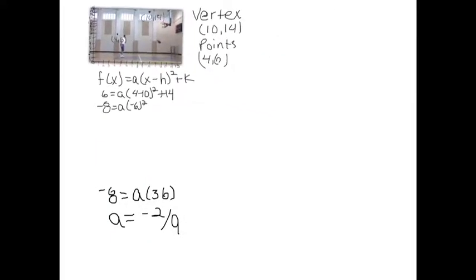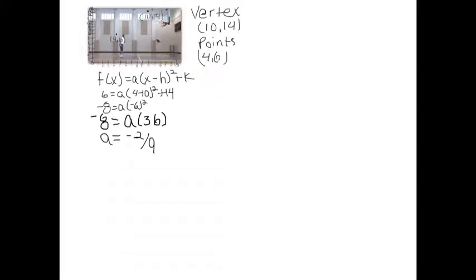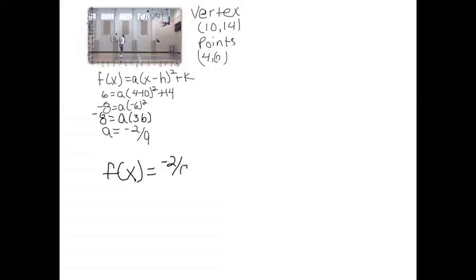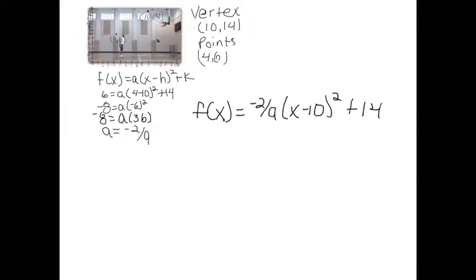And now we're going to use the value of a, we're going to plug it into the equation. So we can get a new equation to solve for the other points. So it would be f of x equals, plug in the a, negative 2 over 9, parenthesis x minus 10, squared, plus 14. This will be the new equation that you can solve to find the other points for the function.